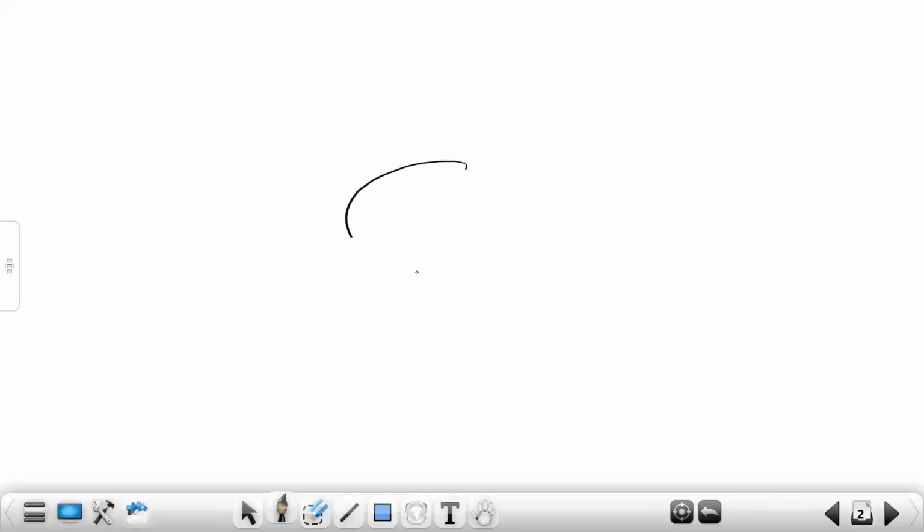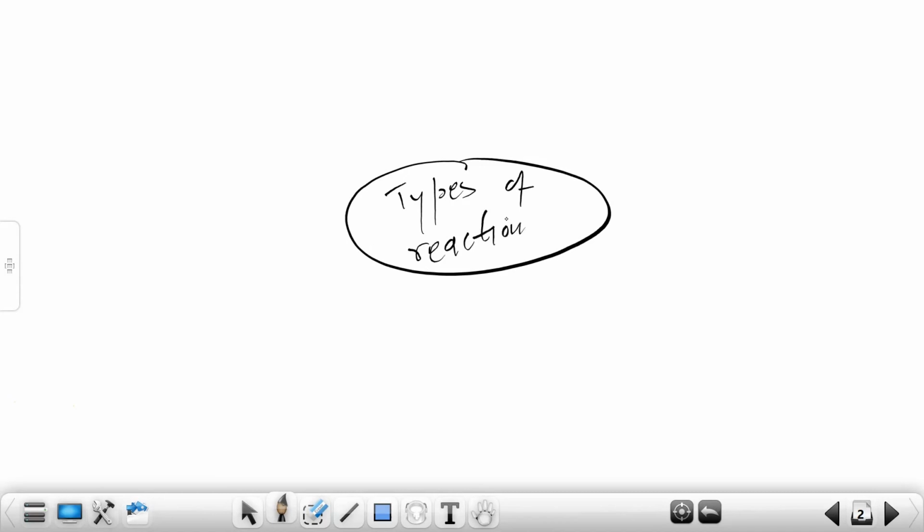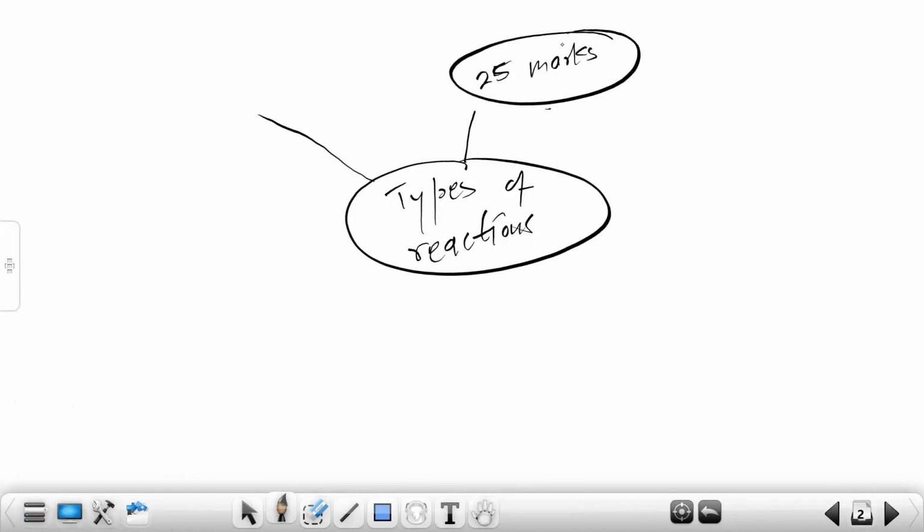We are going now to focus more on types of reactions. With types of reactions, we are looking at plus or minus 25 marks in the final exam. Being 25 marks in an exam, it says to me I should be in a position of explaining what we call acid and base reactions.